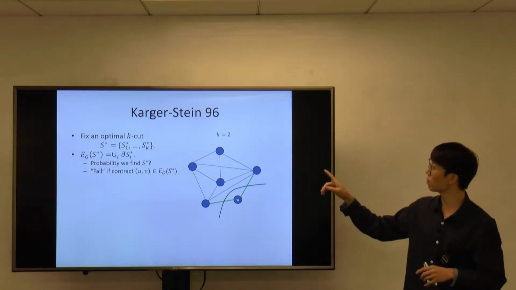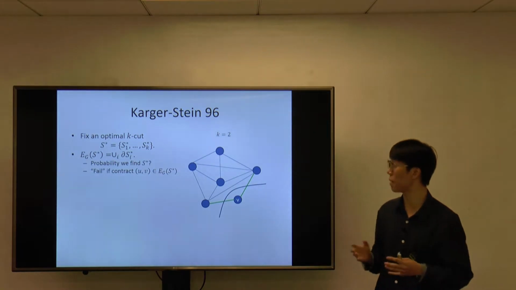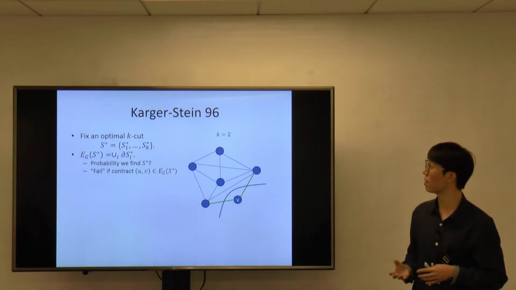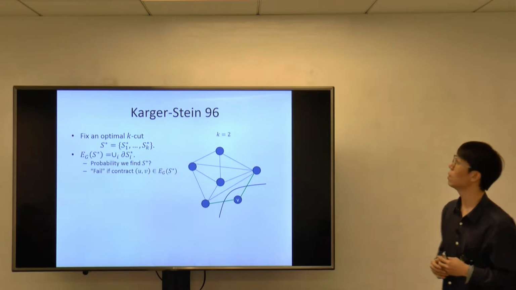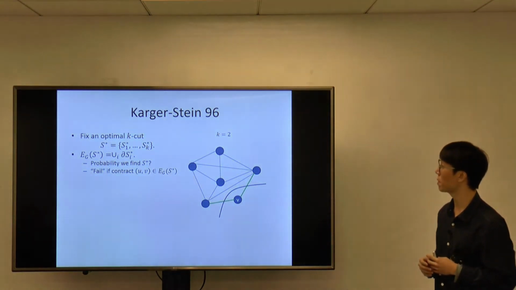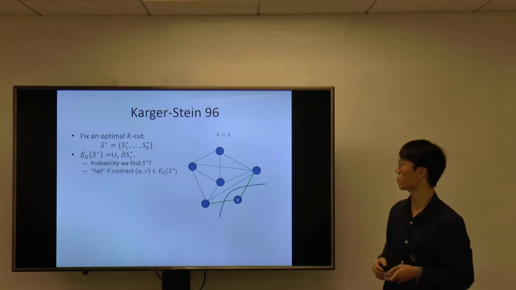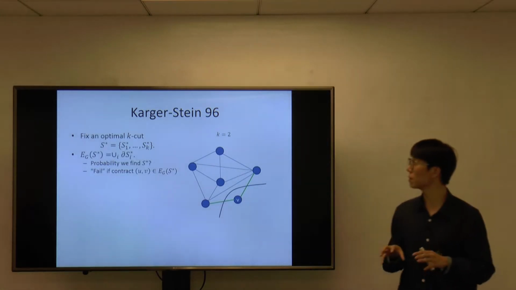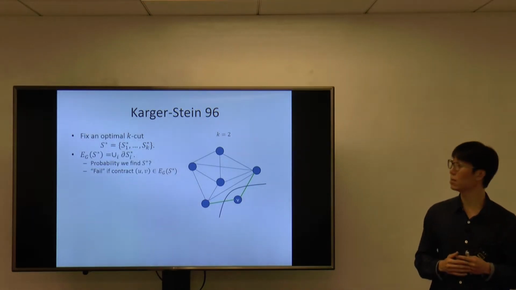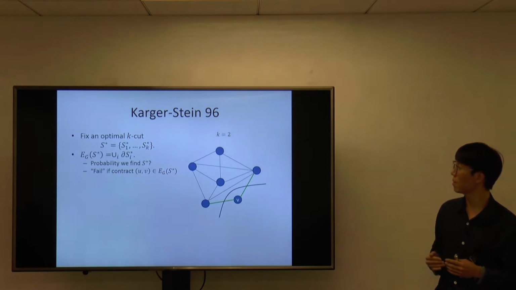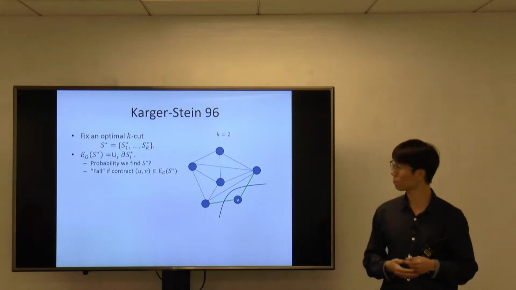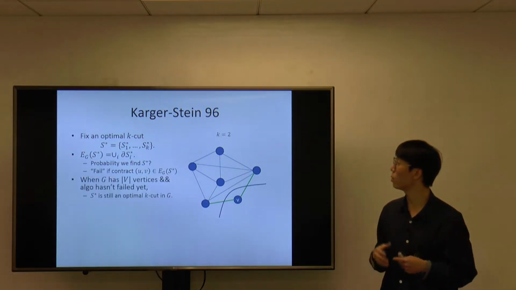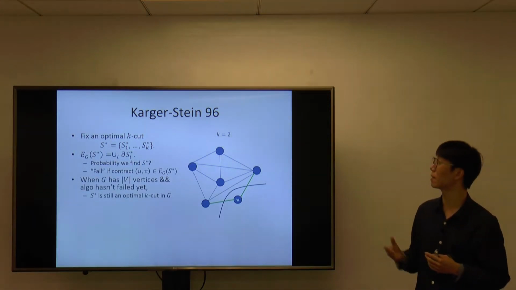Here the partial sign indicates the boundary. So partial Si star denotes the set of edges that have exactly one endpoint in Si star. We are interested in the probability that we find S star in this algorithm. If you think about this procedure, it fails if we contract an edge UV in the optimal solution. So we want to prove a bound on the probability that this doesn't happen.